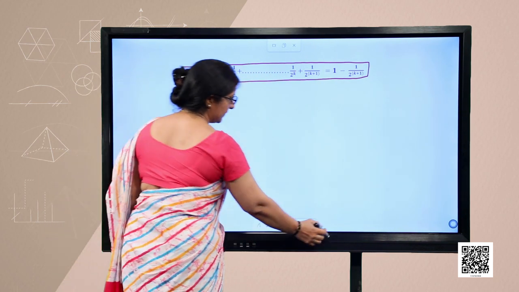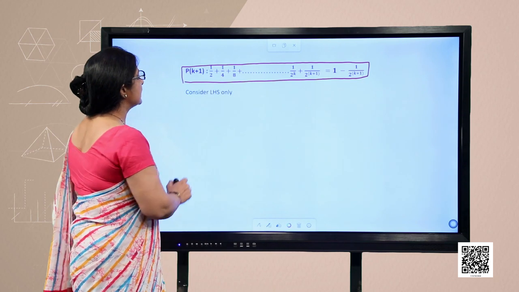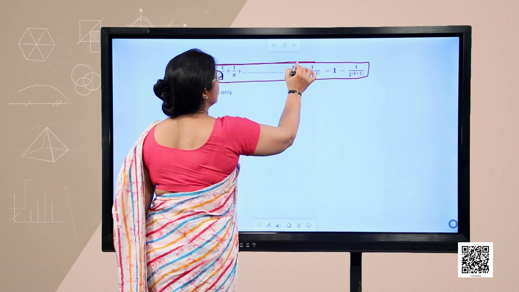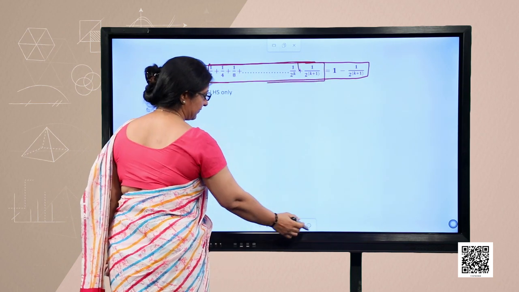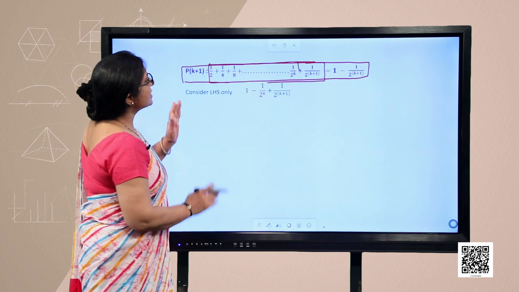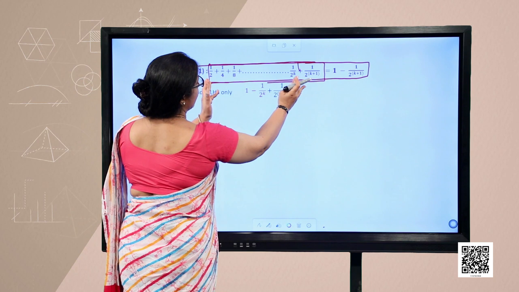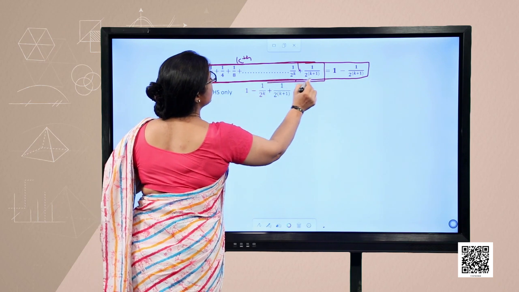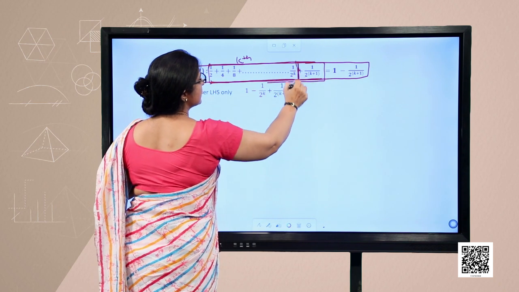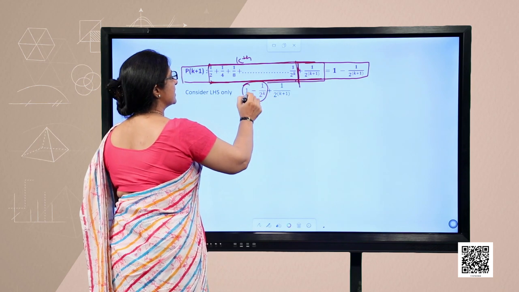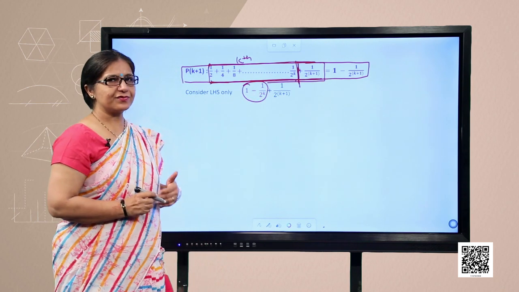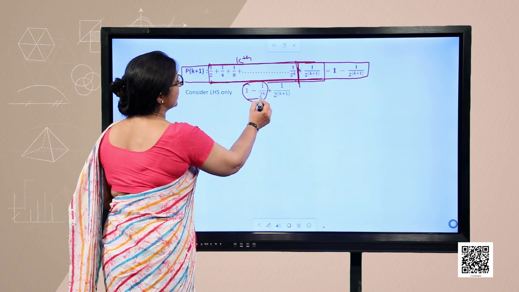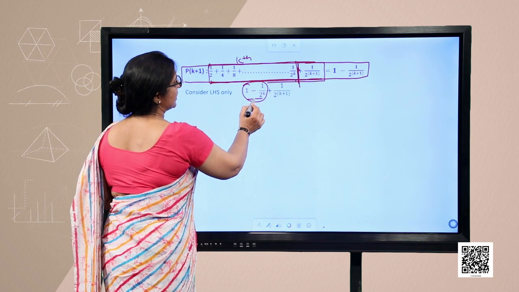Now writing this expression again, which is to be proved, we need to prove this expression. And considering only the left hand side, we will be taking this much part which comes in the left hand side. Till the kth term, this entire expression is till this place. This is nothing but 1 minus 1 upon 2 to the power k. How? This we have taken using equation 1. We have already told that we will be using it further. So till k, we are writing this expression.